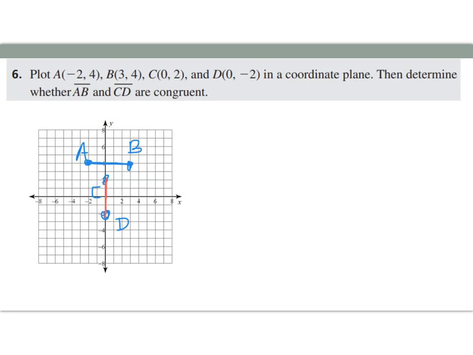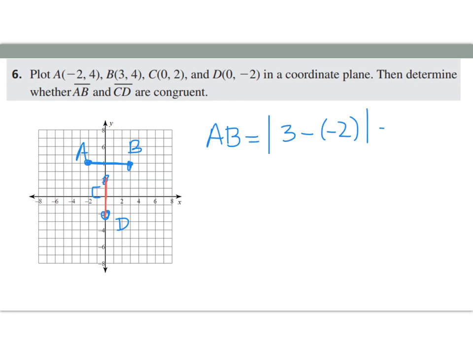For this example, you can see that I've plotted A, B, C, and D. I've connected segment AB and segment CD. Now I have to prove or see if they're actually congruent. To do that, I'm going to find the absolute values of their differences.